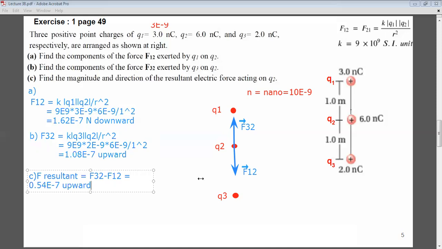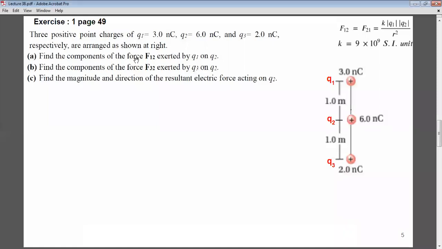Okay. Because I have F32, 1.62e-7, and F12 is 1.08e-7. So the upward is more than the downward, so I just do F32 minus F12, and this will give me the resultant force. Sorry, this is downward, because the downward is more than the upward. F12 is bigger than F32.